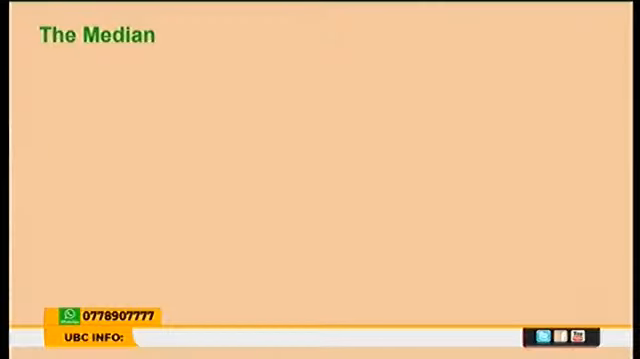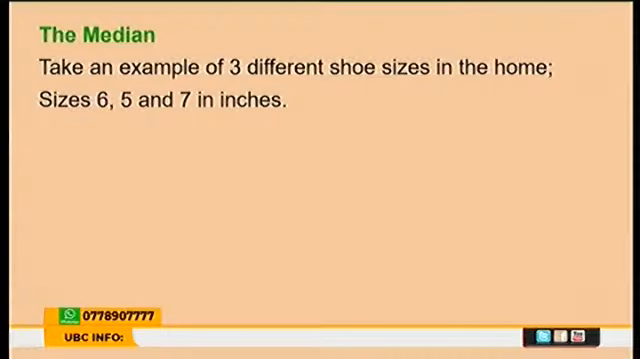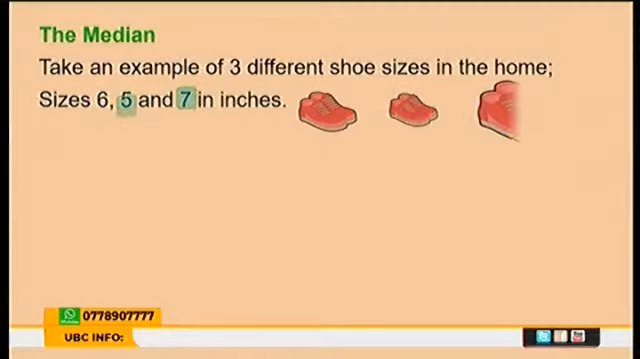We have looked at mode, so now let's look at median. Take an example. I hope you're all at home. We can get different shoe sizes. And in my own home, I collected different shoe sizes. I collected sizes 6 inches, 5 inches, and 7 inches. Those are my shoes, and I have 6 inches, 5 inches, and 7 inches.